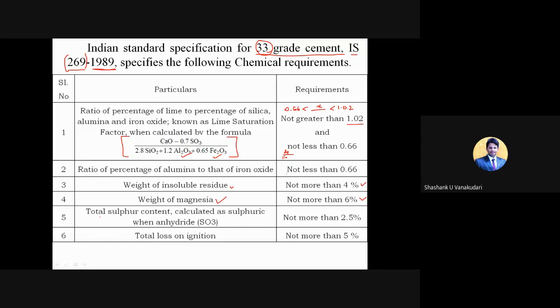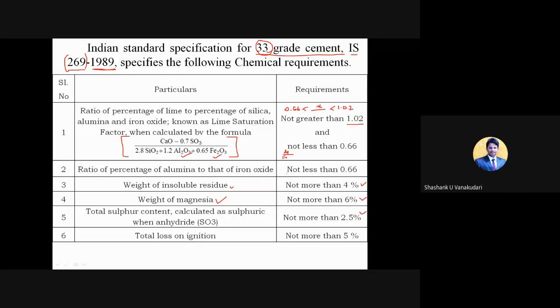And then total sulfur content, that is calculated as sulfuric anhydride. So anhydride SO3 is nothing but a sulfate, what we can call. Here, calculated as sulfuric anhydride, anhydride in the sense without any water content, whatever percentage gets evaluated during the estimation of total percentage of these chemicals. So without adding any water, it should not be more than 2.5%.